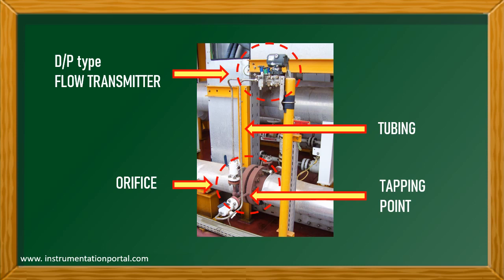However, before it is installed as arranged in this picture, there must be a drawing that shows how the instrument is going to be installed. The drawing is produced during design engineering, and after that, it is used as a guide by the technician who installs the instrument. And this drawing is known as an instrument hookup drawing.